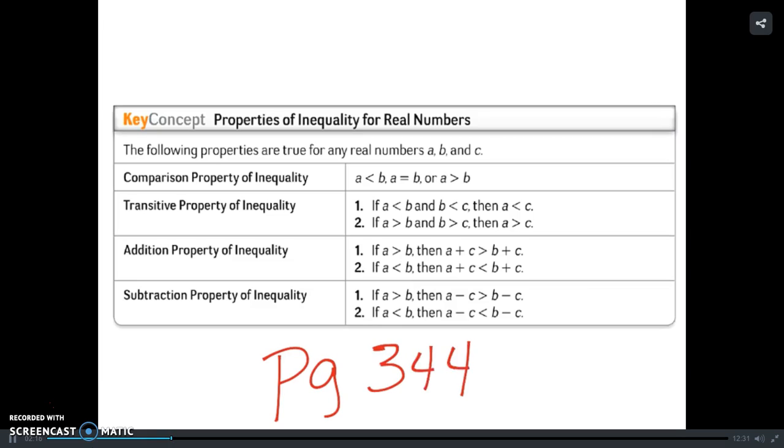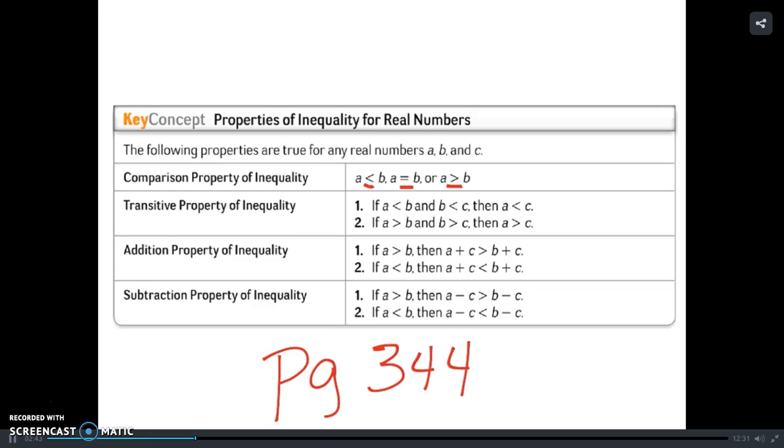All right. So the first property, the comparison property, just says that you have to be able to compare any two numbers using either a less than, an equal to, or a greater than symbol. Okay, so that just says we can compare any two numbers. They either have to, like, one has to be less than the other, equal to the other one, or greater than the other one.